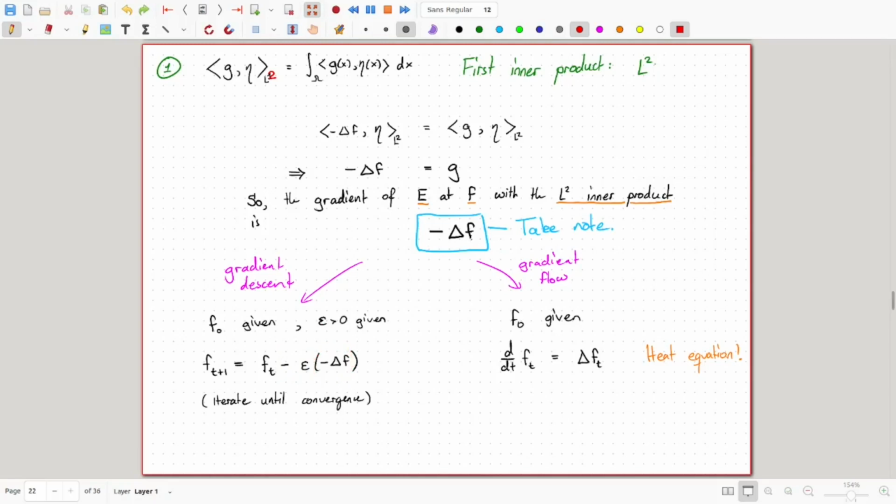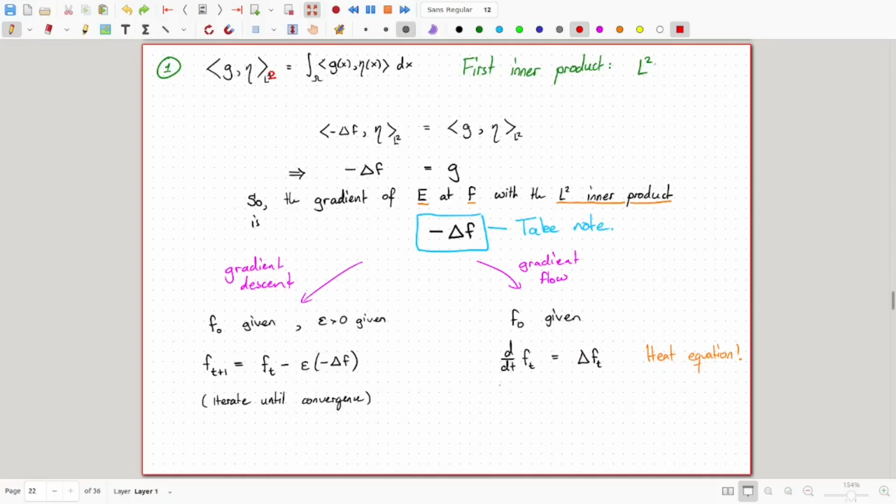And if we consider a gradient flow, we start at some initial f0 function, and then we say that the rate of change of this function in time is equal to the Laplace operator applied to f. And this Laplace operator is on the spatial dimensions of f, not on the time dimension. Okay, and this is exactly the heat equation.